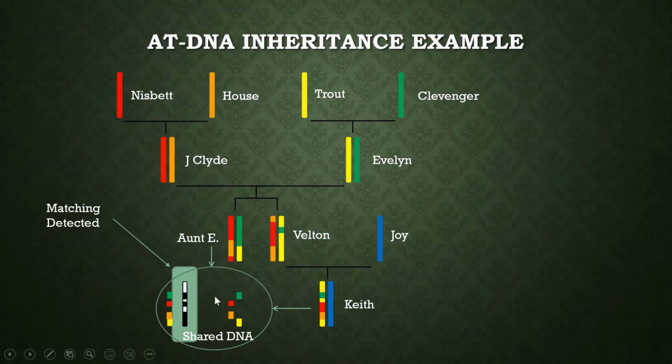The difficulty of autosomal DNA is then taking that matching that's detected and working out where it came from, because it's not directly labeled which one of the branches of the family it came from. It's just that you have some matching here.